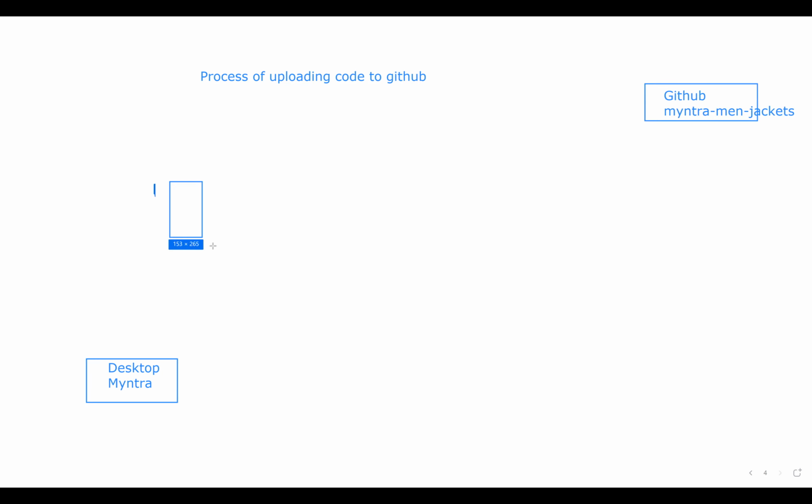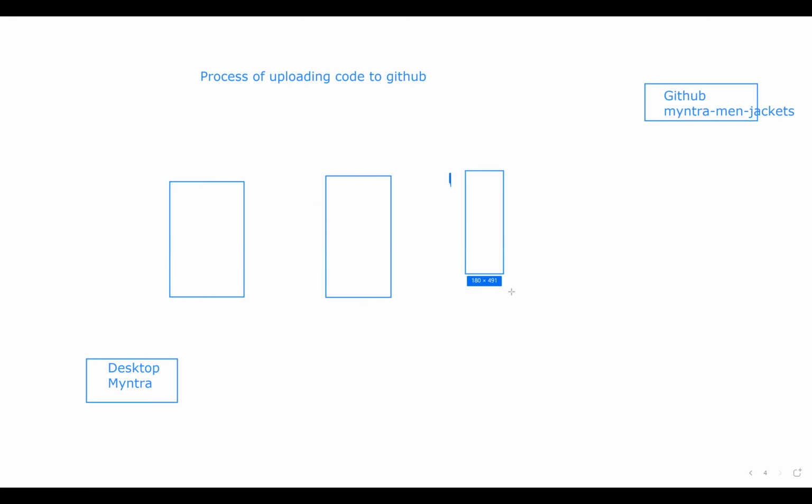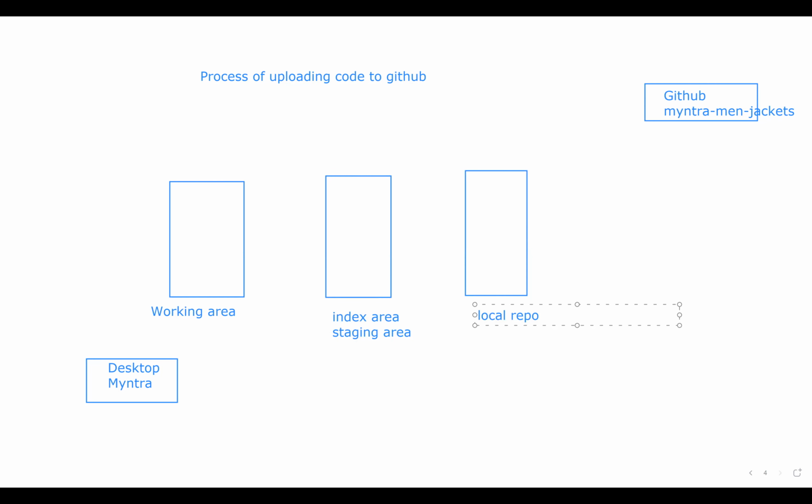Stage 1, stage 2, stage 3. What is stage 1? Stage 1 is called the working area. Stage 2, some developers call this the index area, and some call it the staging area. Index or staging, anything is fine, no problem. And the third one is the local repository. Repository means folder. This is the central repository.